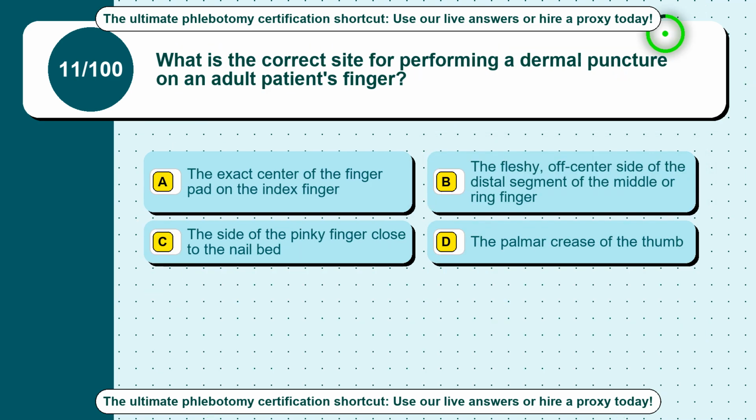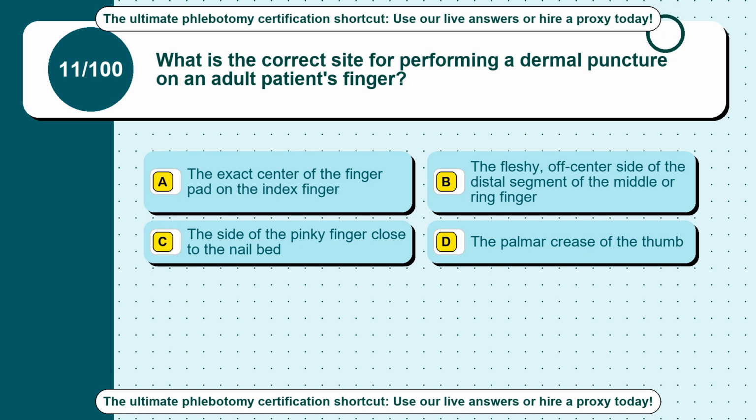Question 11. What is the correct site for performing a dermal puncture on an adult patient's finger? Option A, the exact center of the finger pad on the index finger. Option B, the fleshy, off-center side of the distal segment of the middle or ring finger. Option C, the side of the pinky finger close to the nail bed. Option D, the palmar crease of the thumb.